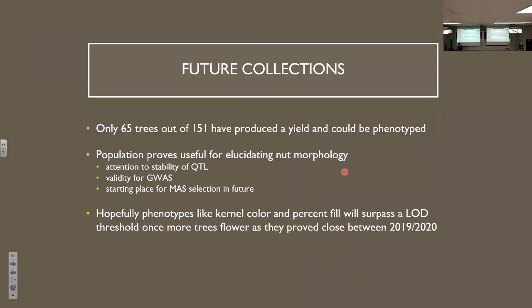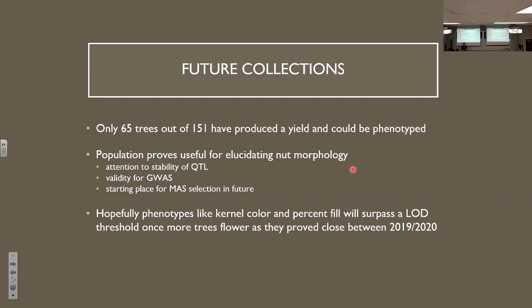And so looking at where we are now and going into future collections, we only have 65 trees, as I mentioned so far, that we have data for. So really not making any concrete conclusions right now. But regardless, just with the 2 years of data that we had, this population does prove very useful for hopefully elucidating nut morphology and the genetic control of that.